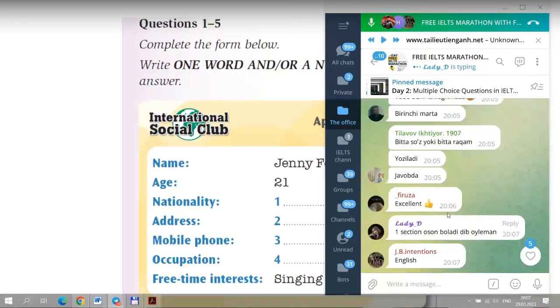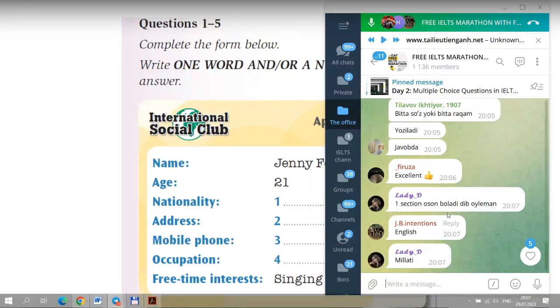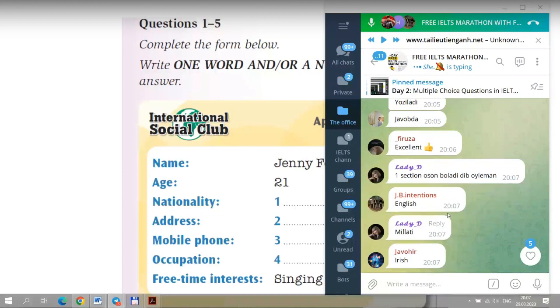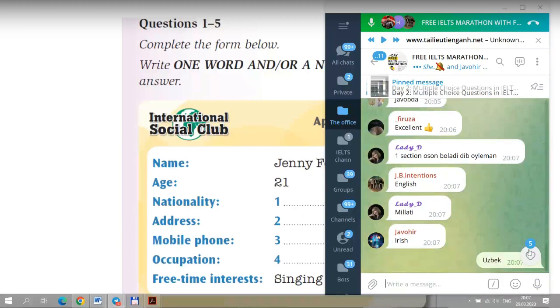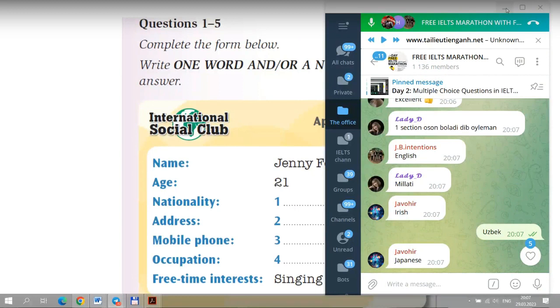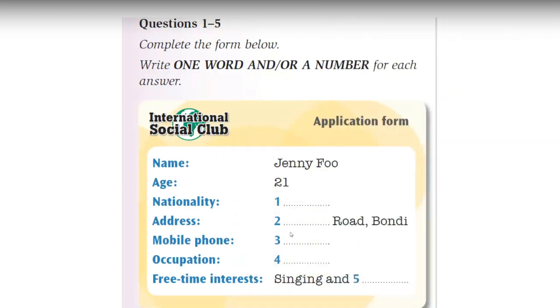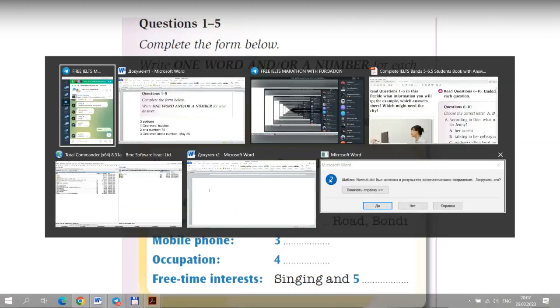Yeah, this is section 1. Yeah, we'll focus on section 1 as well as section 2. Yeah, she could be Irish. She could be, who knows? She could be maybe Uzbek. Who knows? She could be Uzbek as well. Japanese, maybe.